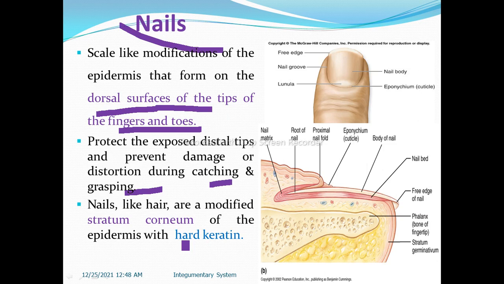When we see this nail, this is the nail body, this is the free edge of the nail, the white part, and this is the nail groove. The white part here is the lunula. This groove is known as the hyponychium or cuticle. This is the nail matrix, proximal to the hyponychium. This is the root of the nail, and this is the nail fold. This is the body of the nail, this is the bed of the nail, and this is the free edge of the nail.